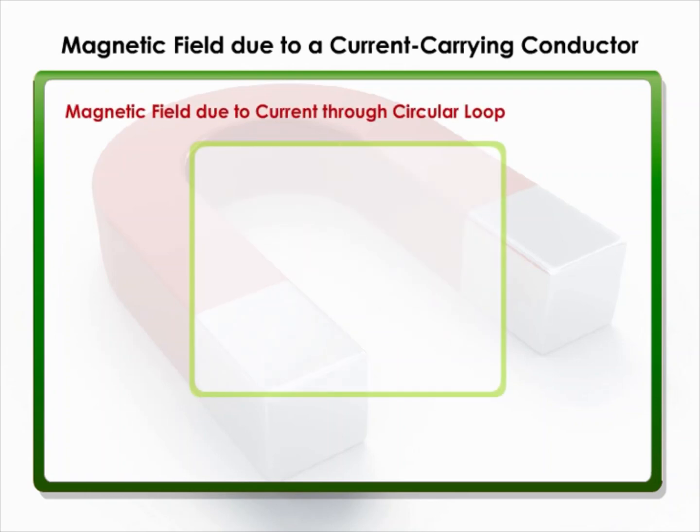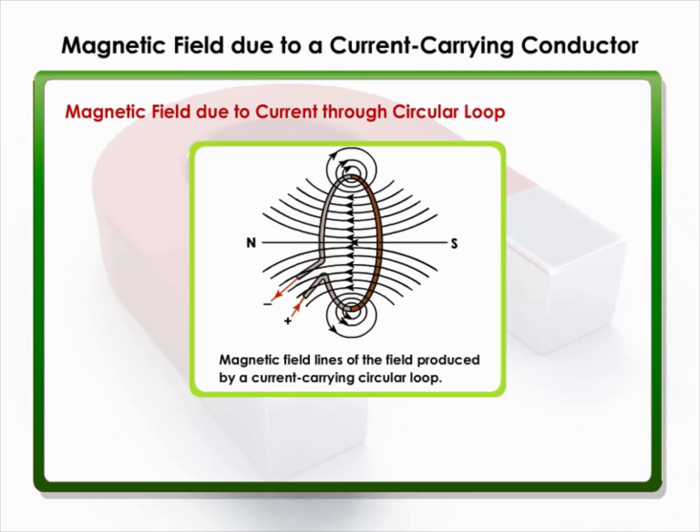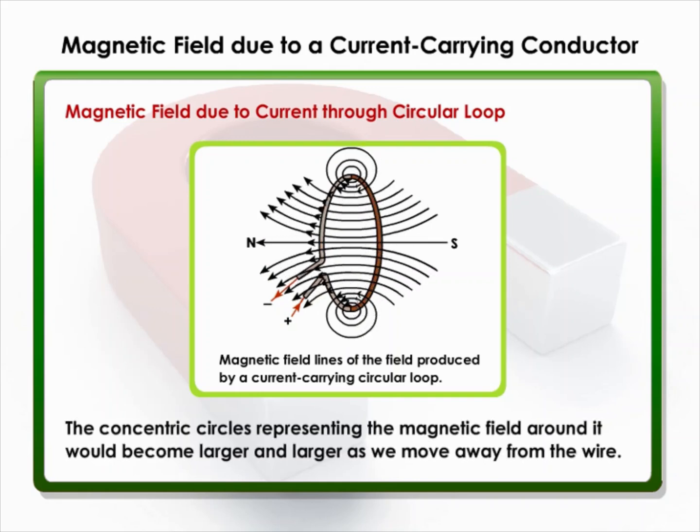Magnetic field due to current through circular loop. We know that the magnetic field produced by a current-carrying straight wire depends inversely on the distance from it. Similarly, at every point of a current-carrying circular loop, the concentric circles representing the magnetic field around it would become larger and larger as we move away from the wire.